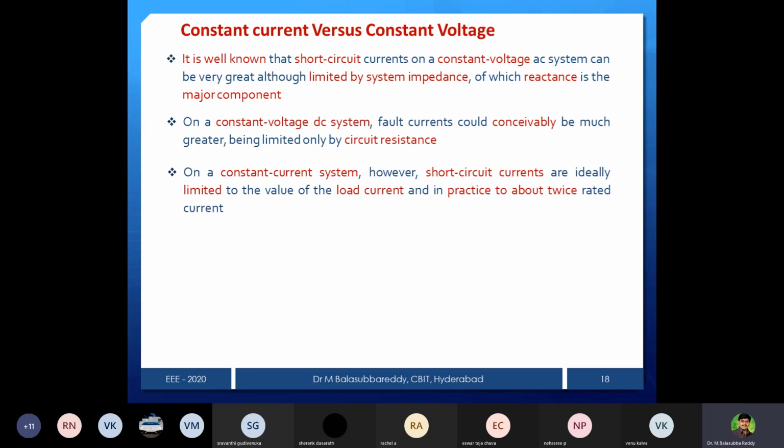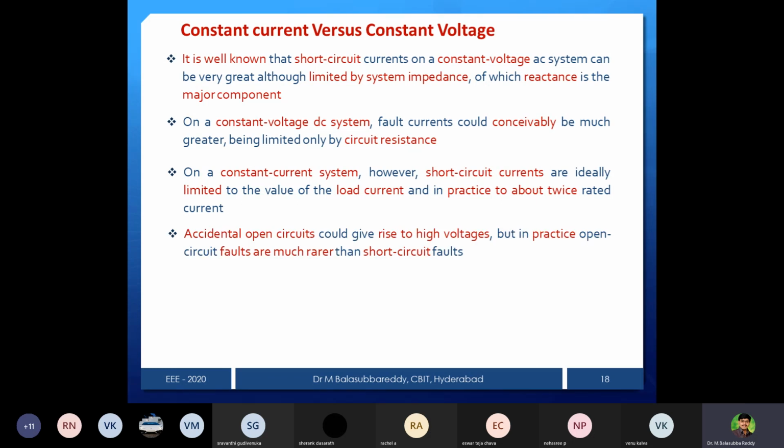On a constant current system, however, short circuit currents are ideally limited to the value of the load current. So it should not go to a very high current. In particular practice it will be up to about twice the rated current. So if any short circuit happens, the current will rise, but that current should not be beyond twice the rated current. Up to that it can withstand. Accidental open circuit could give rise to high voltages. Why will it happen? If unfortunately any open circuit occurs, then voltage will rise.